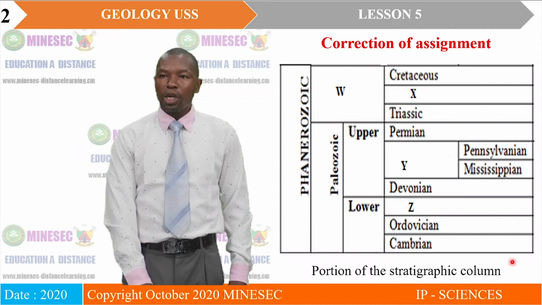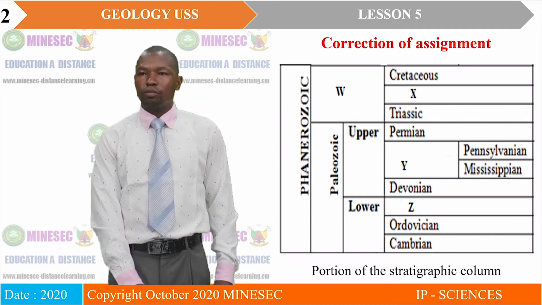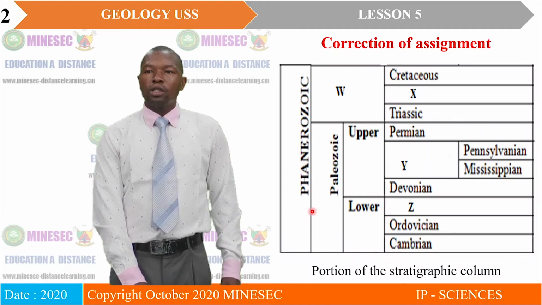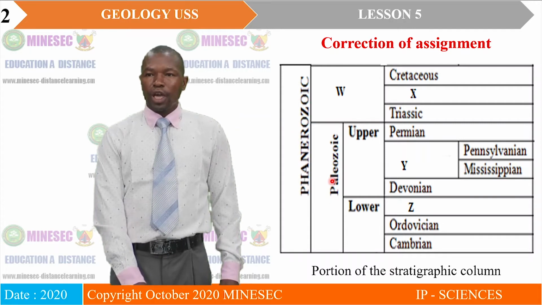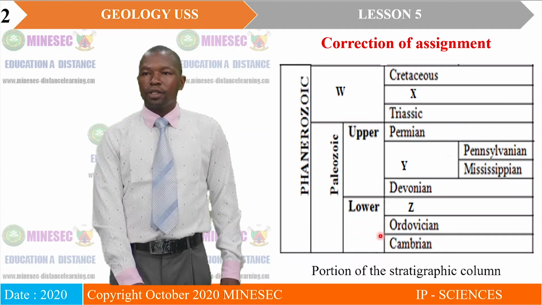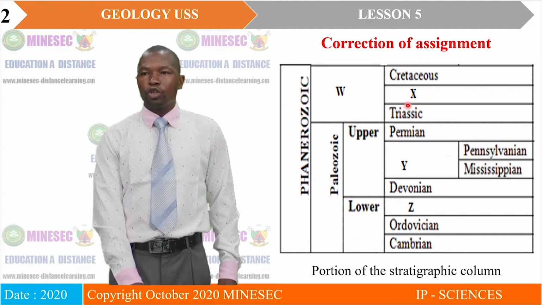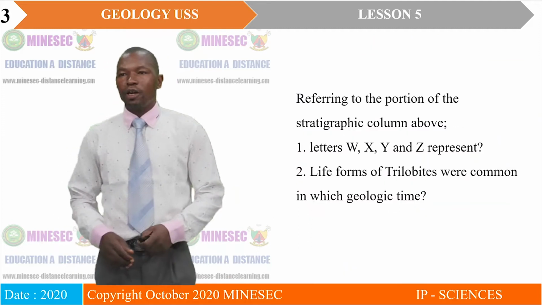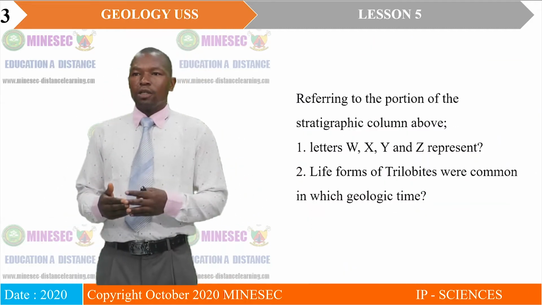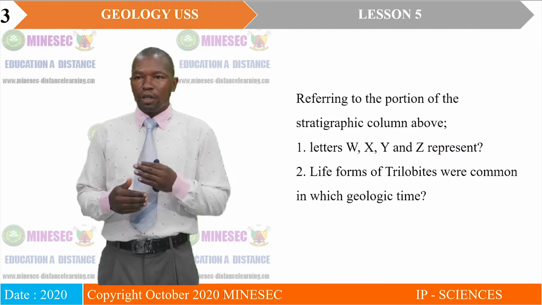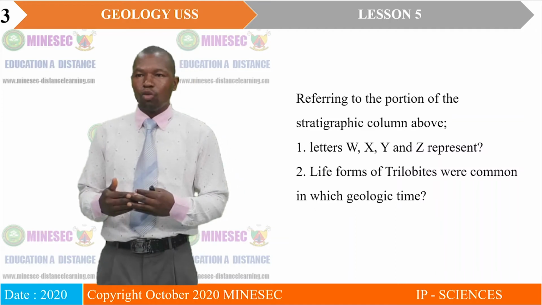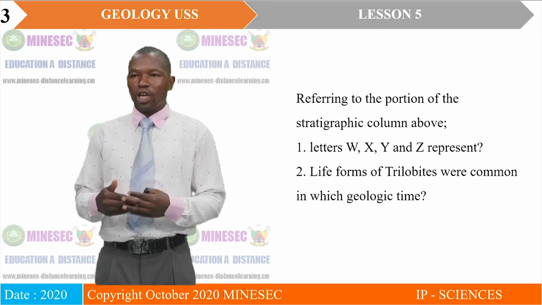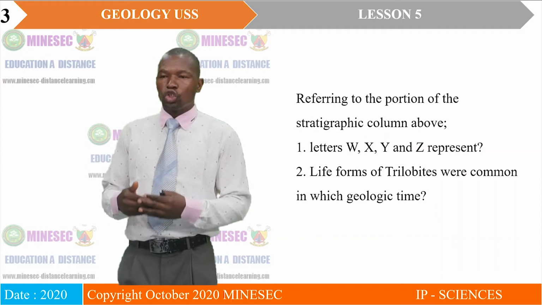Now, in our assignment, we were given a portion of the stratigraphic column to observe at home, taking note of the Phanerozoic, which is an aeon, then the Paleozoic, that is the lower upper portion, with letters W, X, Y, Z marked. We were required to observe and answer these questions. 1. Letters W, X, Y, and Z represent. Then number 2, life forms of trilobites were common in which geologic time?